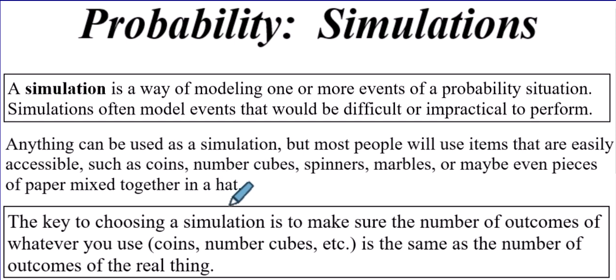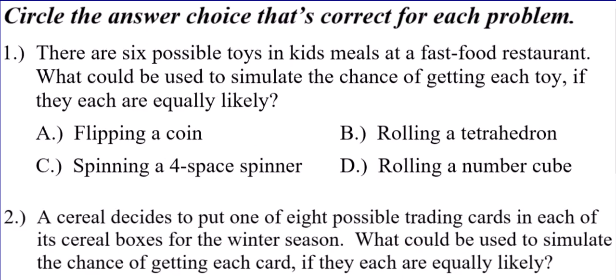The key to choosing a simulation is to make sure the number of outcomes, this is key, ladies and gentlemen, of whatever you use, whether it's coins or number cubes or spinners or whatever, is the same as the number of outcomes of the real thing. So let's look at some problems. We're going to circle the answer choice that's correct for each problem.